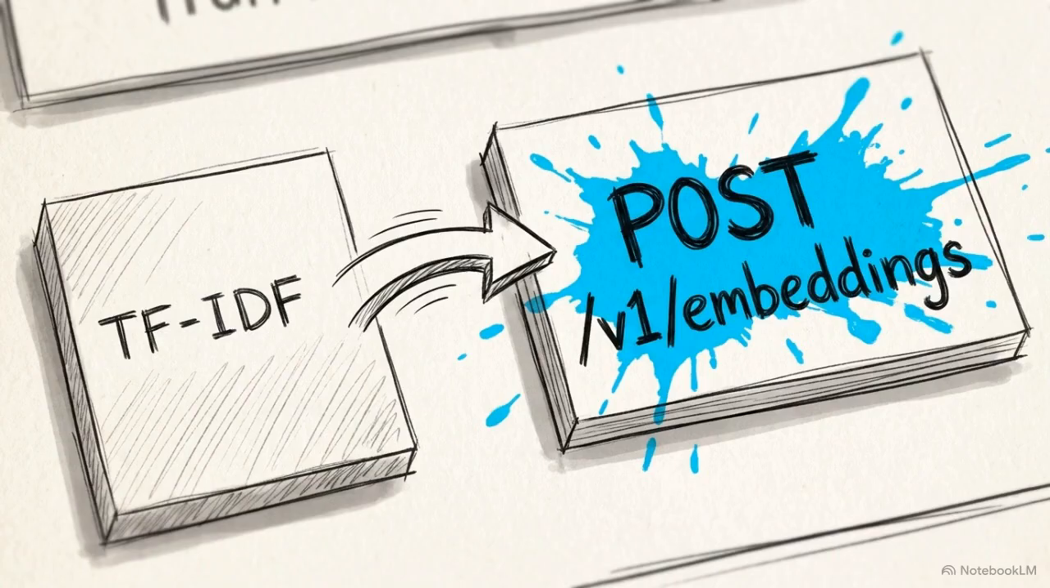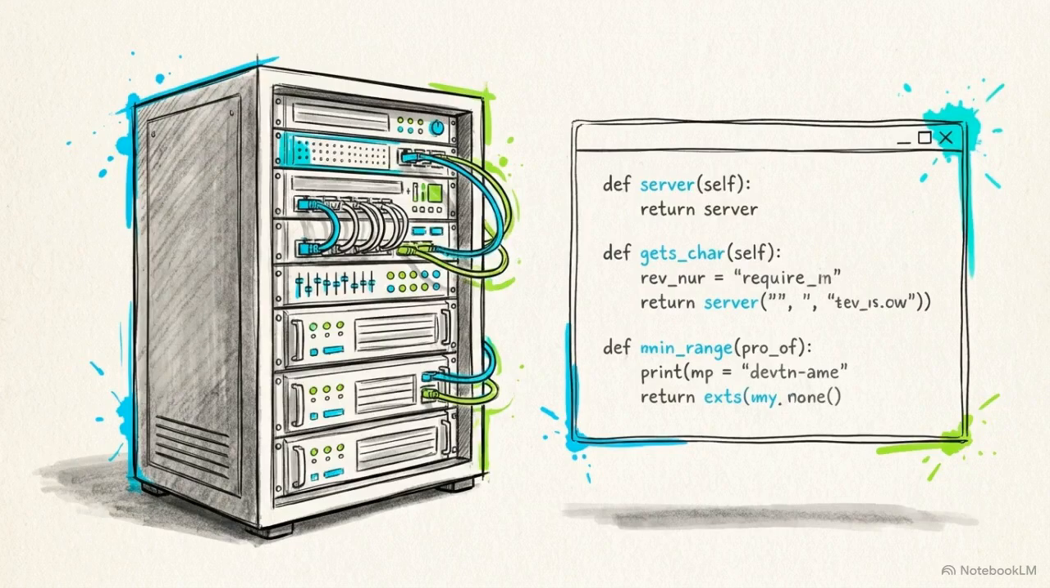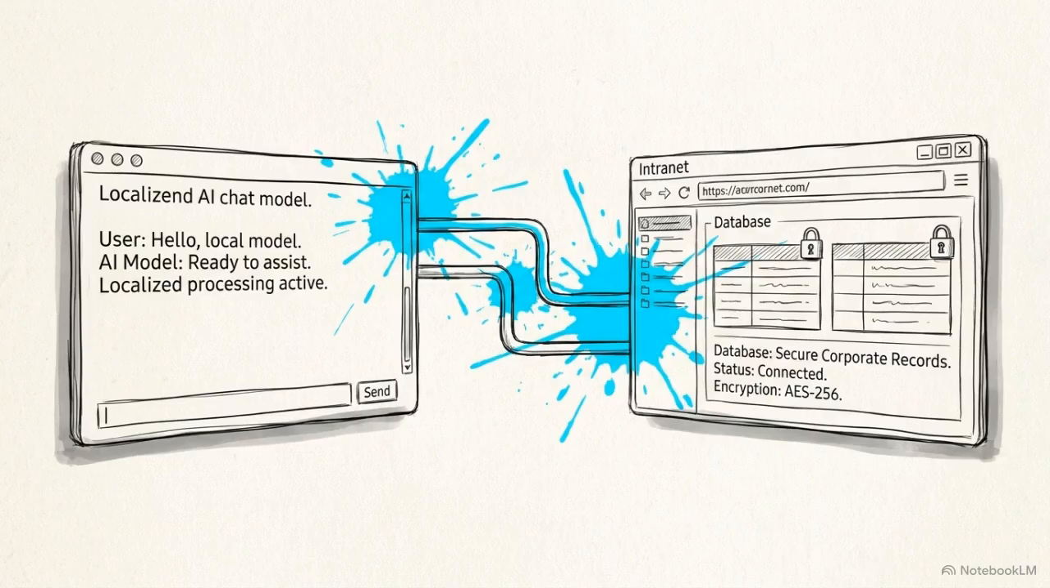To move this toward a production-grade system, you can swap the TF-IDF code for a neural embedding API and integrate a dedicated vector database to manage millions of documents. The core logic remains the same. This retrieve and generate pattern is the standard for connecting large language models to the private, ever-changing data of the real world.